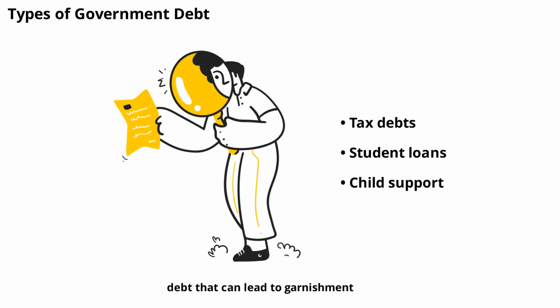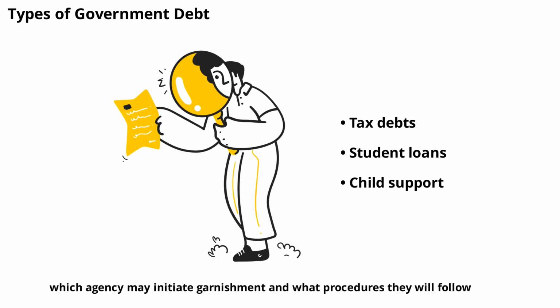There are several types of government debt that can lead to garnishment. The most common are unpaid federal or state income taxes, defaulted federal student loans, and overdue child support payments. Each type of debt is handled by different government agencies, and the rules for garnishment can vary. For example, the IRS handles tax debts, while the Department of Education manages federal student loans. Knowing which type of debt you owe helps you understand which agency may initiate garnishment and what procedures they will follow.